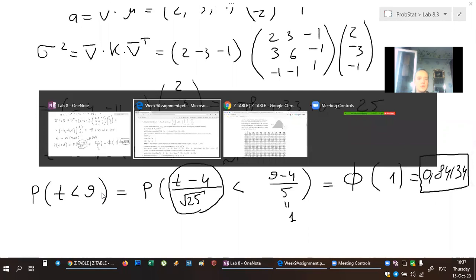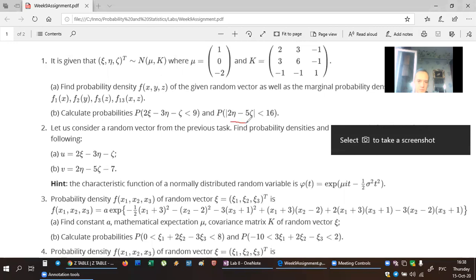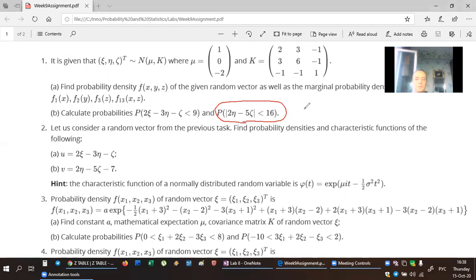No questions. Okay, I ask you to solve the second part of this question. Find the probability that absolute value of 2 eta minus 5 zeta is less than 16. And send me your solutions.